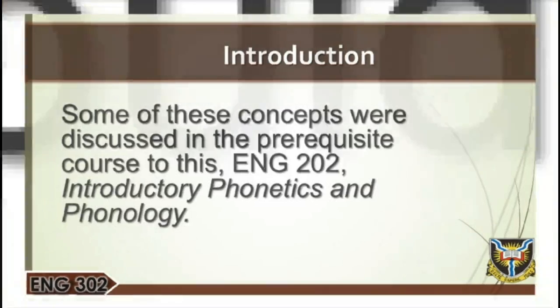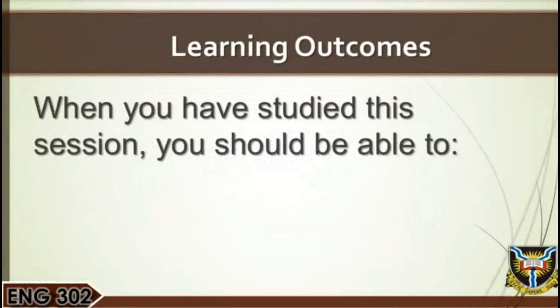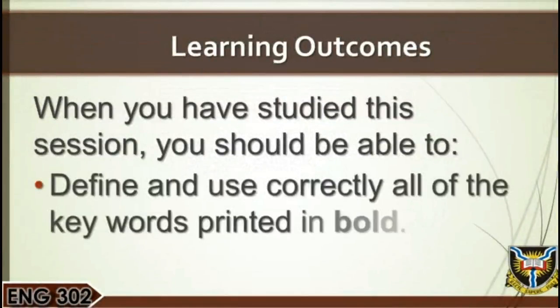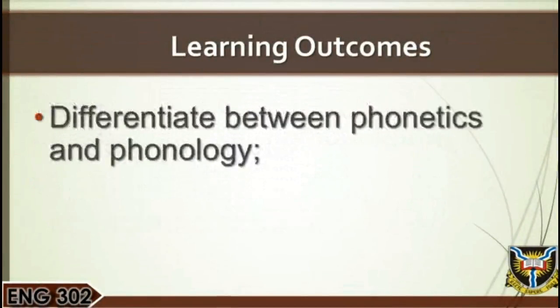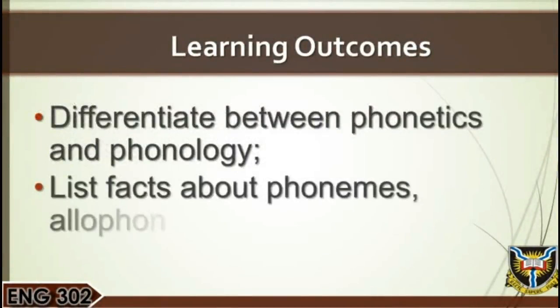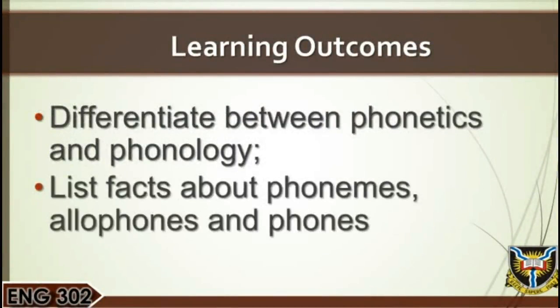Learning outcomes for study section 1. When you have studied this section, you should be able to define and use correctly all of the key words printed in bold. Differentiate between phonetics and phonology. List facts about phonemes, allophones, and phones.